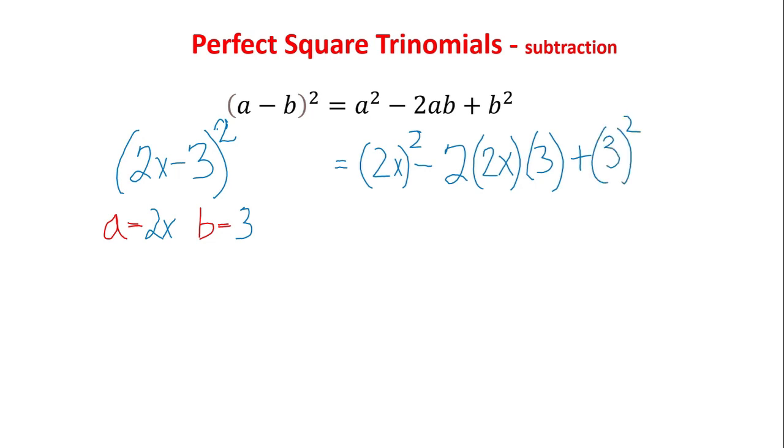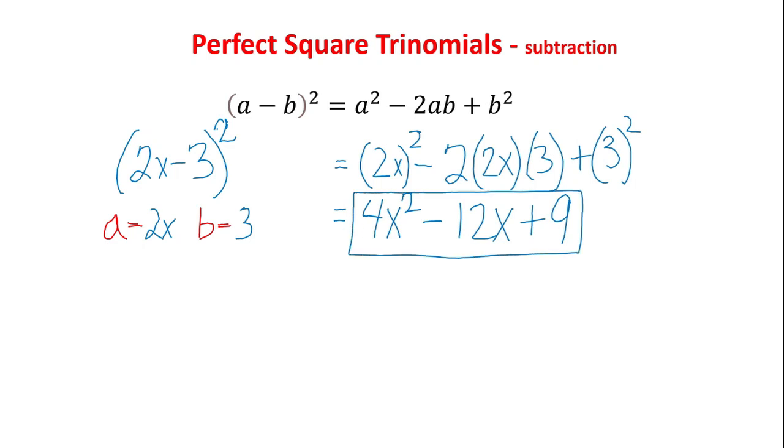So if we solve that, we would get 4x squared minus 2 times 2 is 4, times 3 is 12, and then we keep our x, and then 3 squared is 9. So this would be our answer.